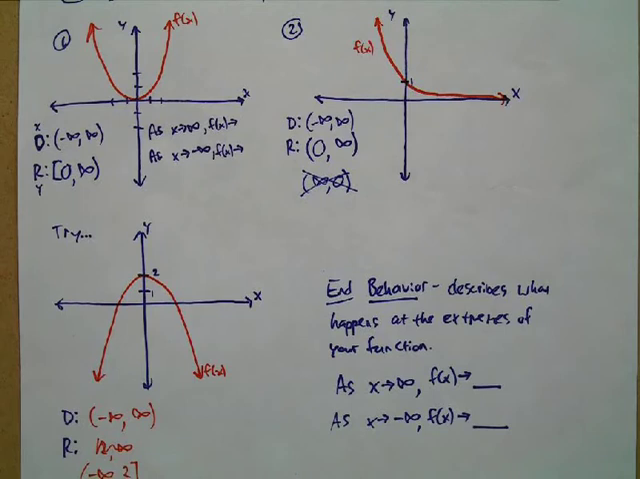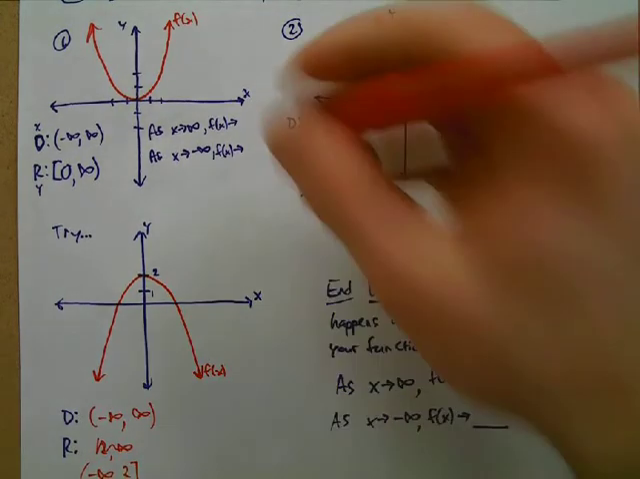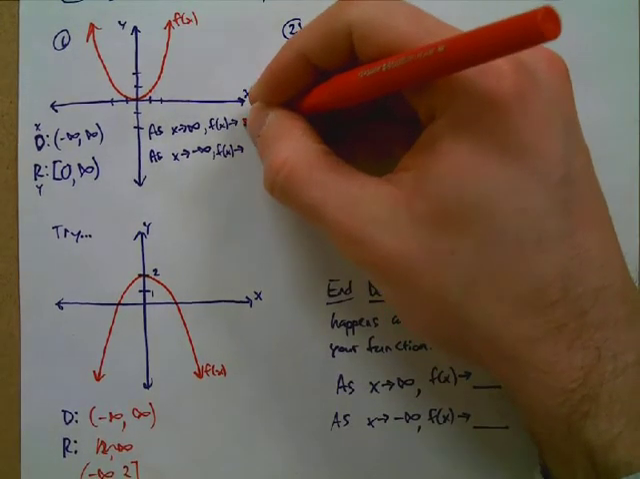So again, trace along your graph here. As you go further and further to the right, what are the y values going to approach? Infinity, right? They're going to keep going up. So we go to infinity. And so that's what we're going to put here. I'll put it in red so it stands out, right, as there's our answer. We're going to go to infinity.